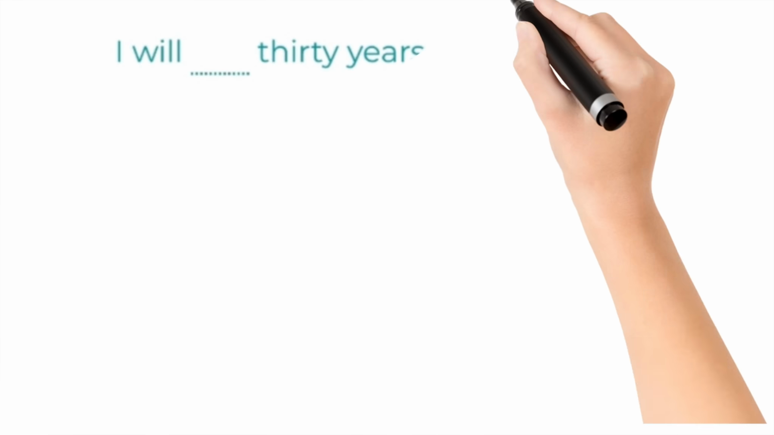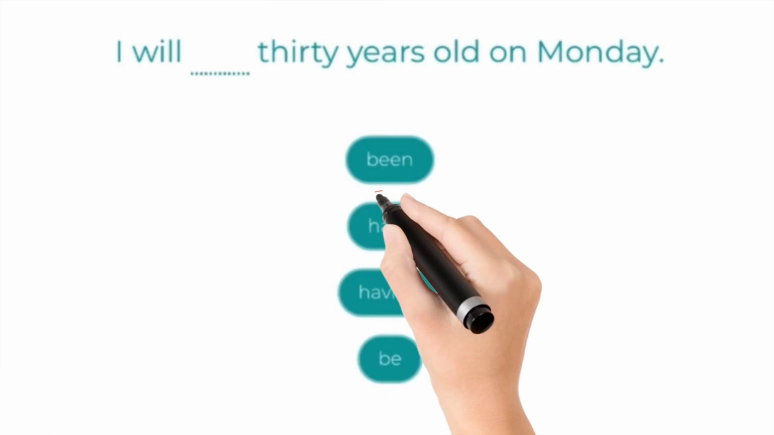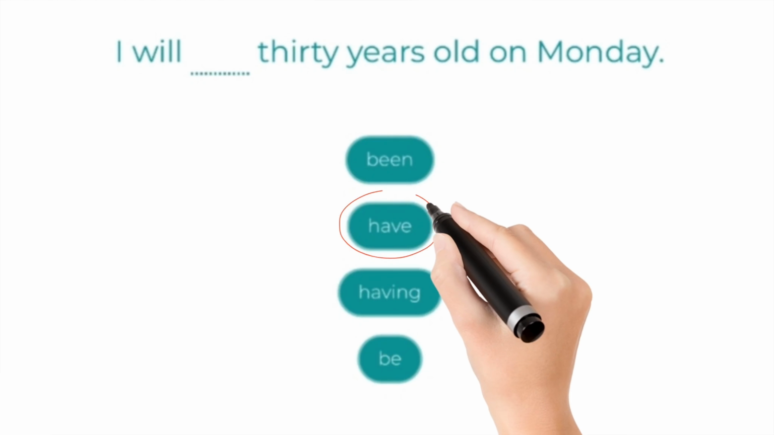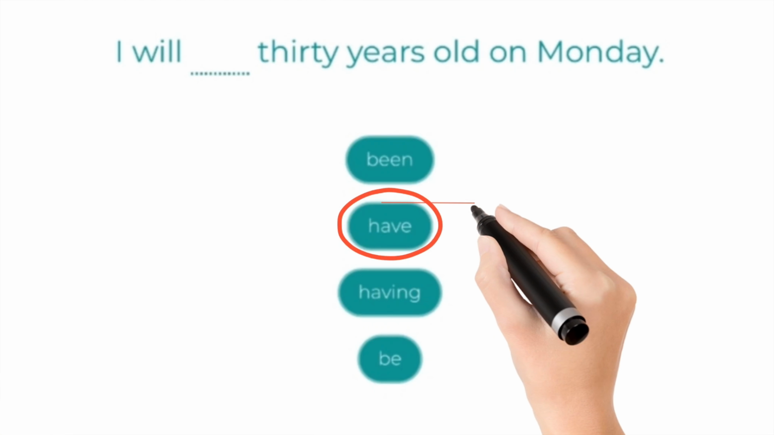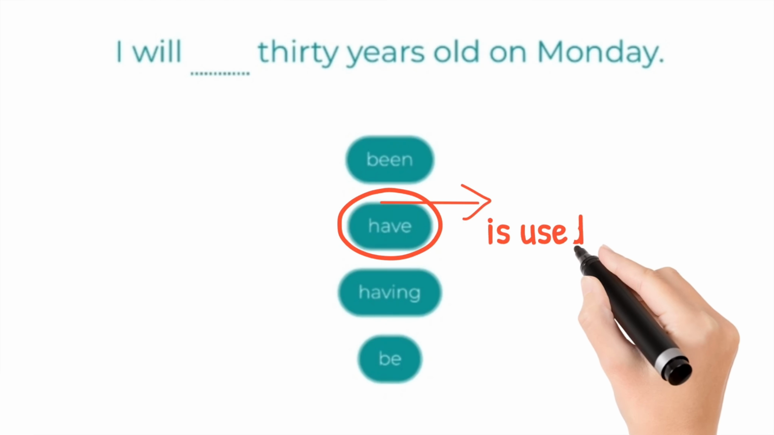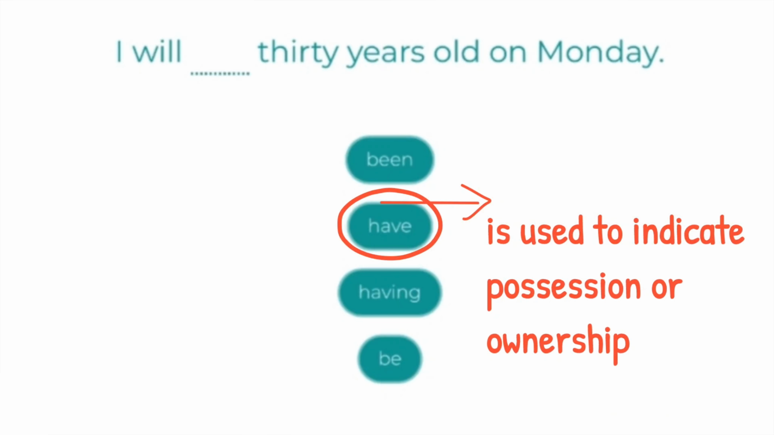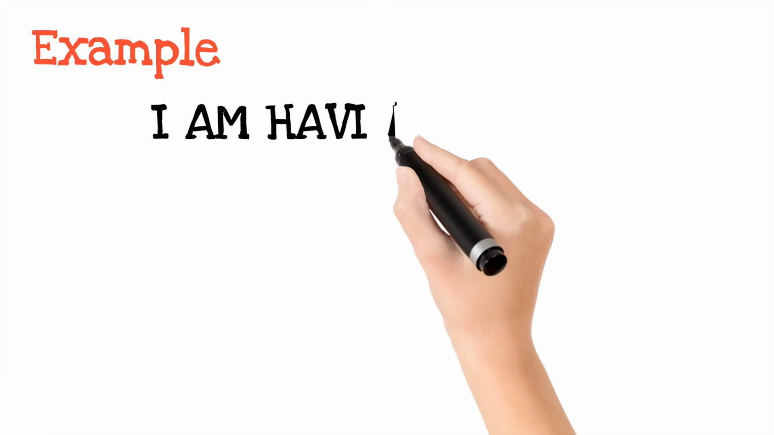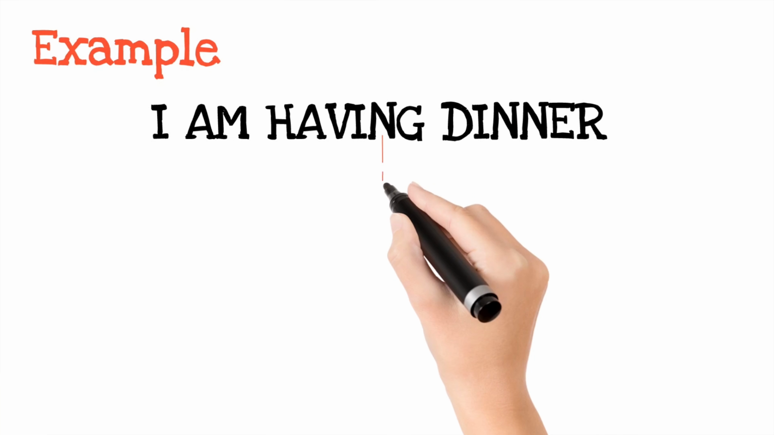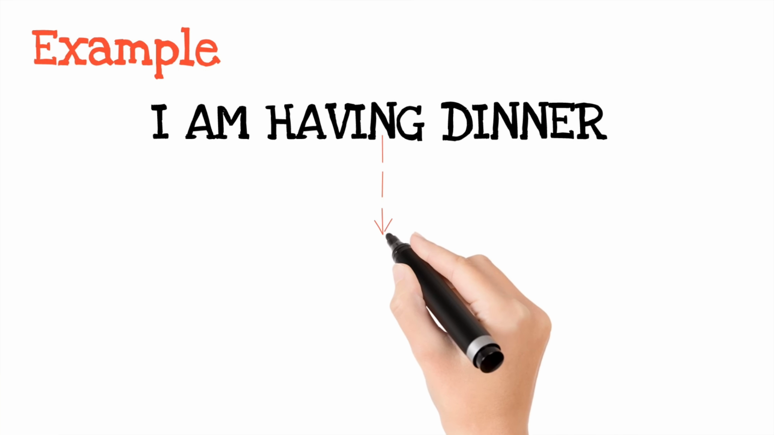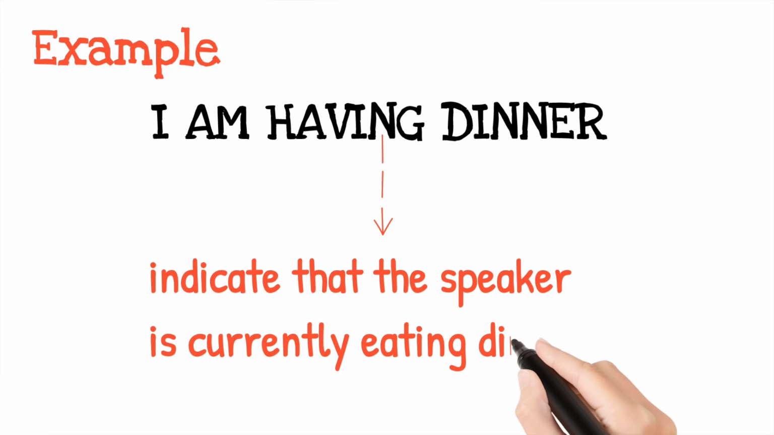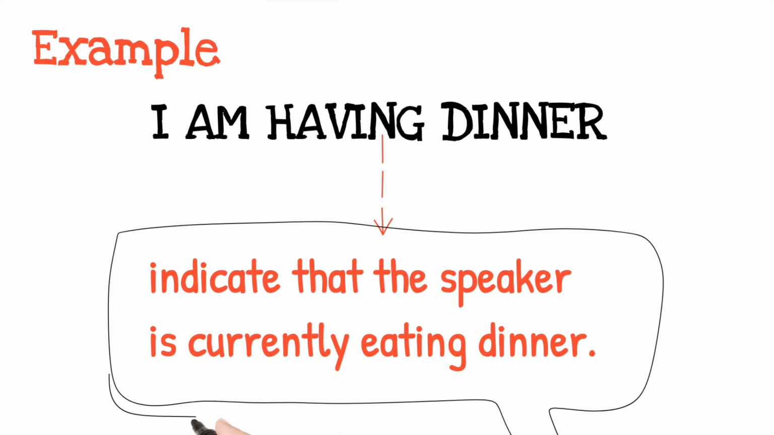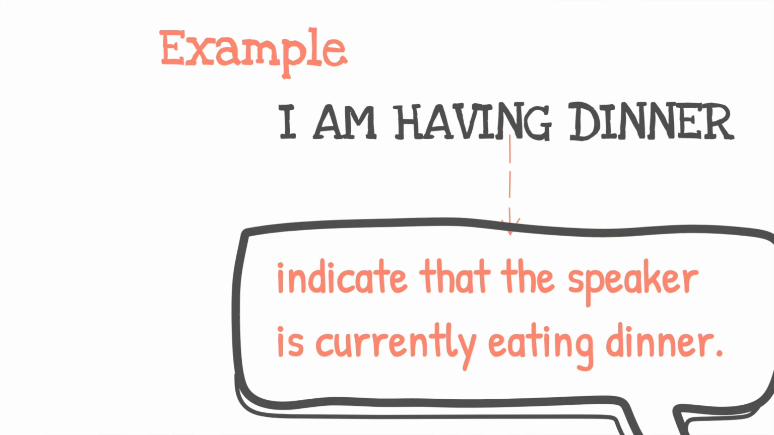Okay, how about the word have? The word have is used to indicate possession or ownership. Let me give you an example. I am having dinner. I repeat, I am having dinner. That sentence indicates that the speaker is currently eating dinner. This word doesn't fit the context of the sentence, as it does not convey a future state or condition.